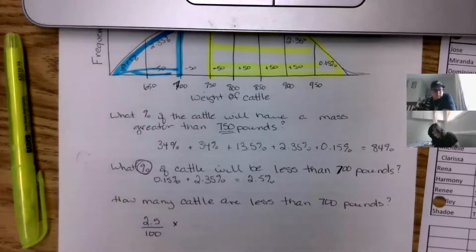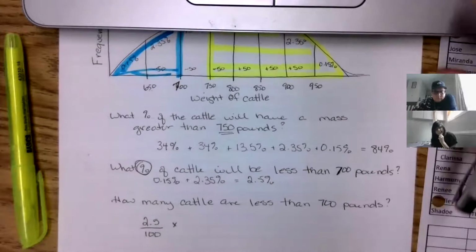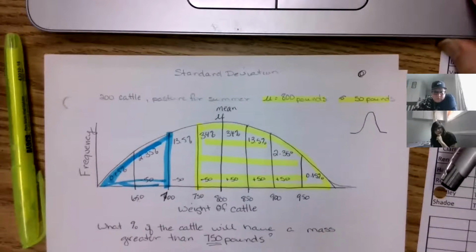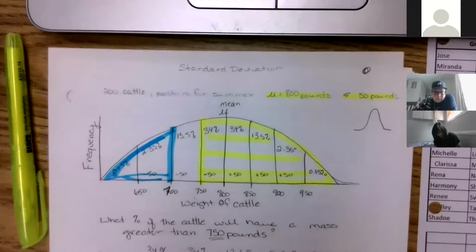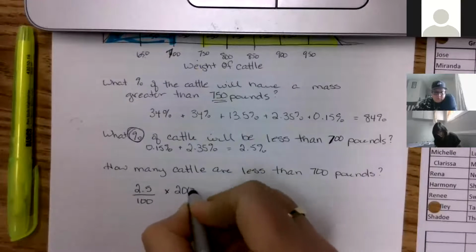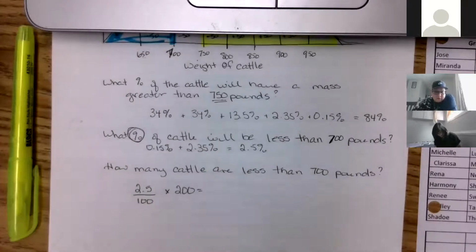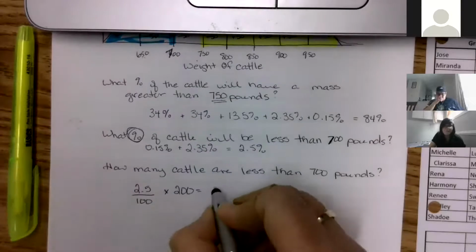Okay, well, then it's gonna be Rena. How many cattle were in this question at the very beginning? 200? Yep. So we take the percent, we multiply it by 200. And Harmony, what do we get for an answer? Five. Perfect.